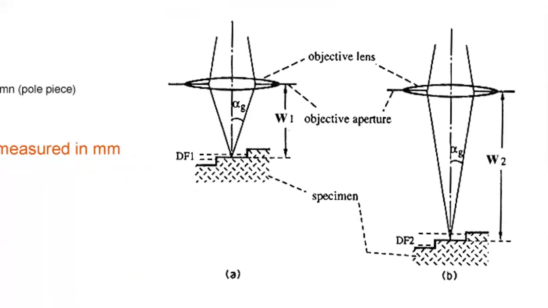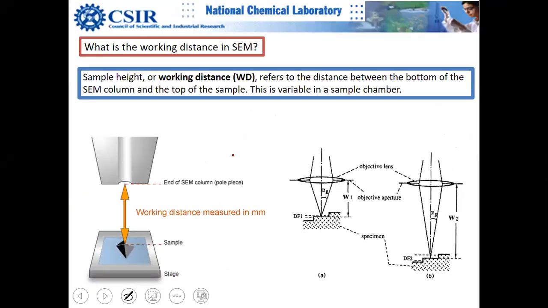Now you can see that there are two things. One is that this angle is larger than the right-hand side one. So this probe size is smaller than this probe size, because this is merging at a smaller point. Or if you take it longer, then this probe size will be larger.